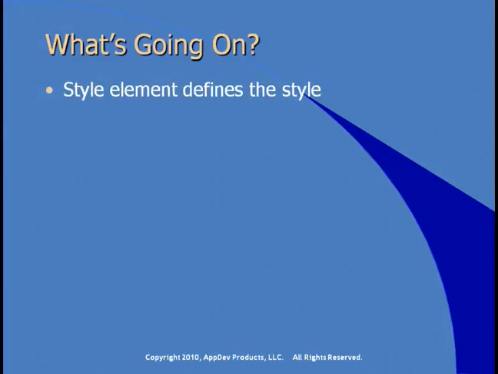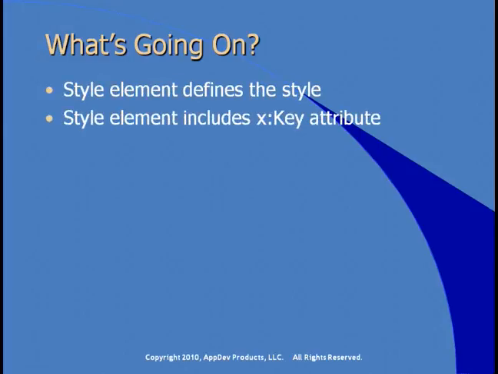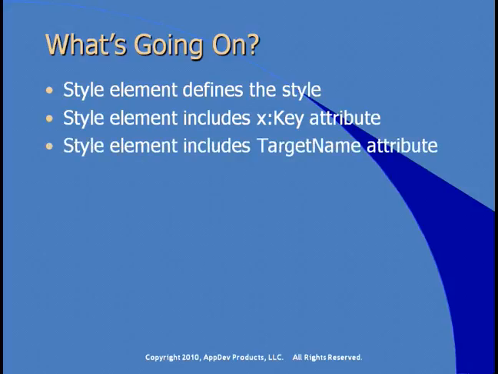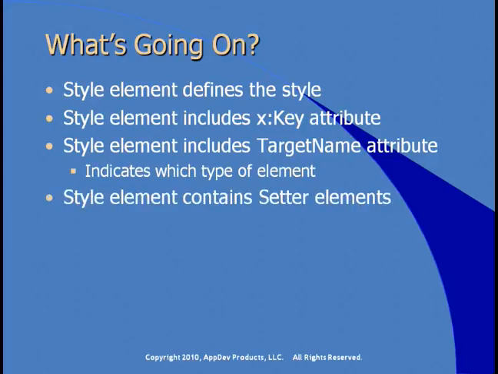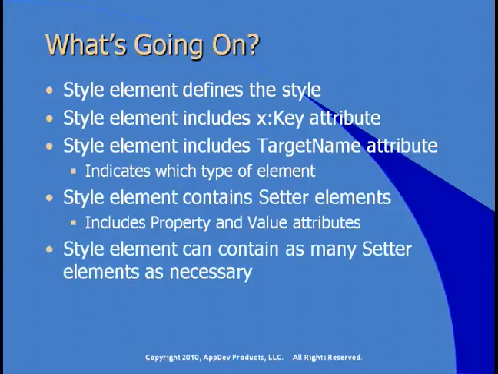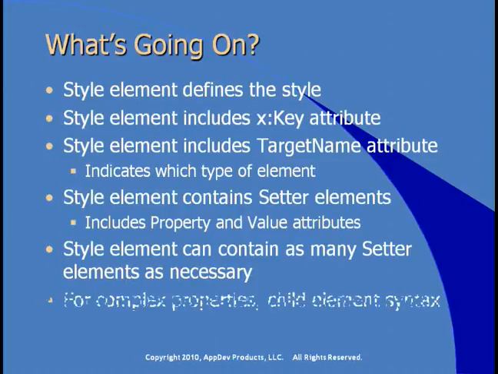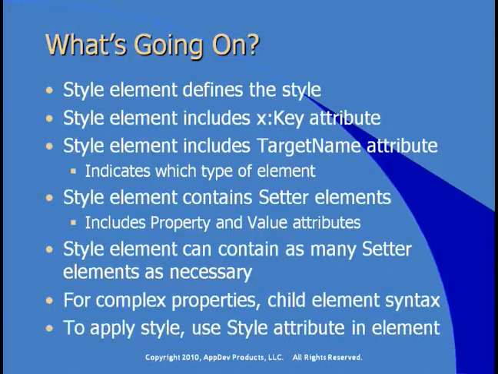The style element defines the style, and the style element included an x:key attribute which defined the key for that style. The style element includes a target type attribute which indicates which type of element this style is applied to. The style element contains setter elements, and each one of those includes property and value attributes. The style element can contain as many setter elements as necessary, and for complex properties, like that gradient, you need to use the child element syntax. To apply the style, you use the style attribute in the element to which you want to apply the style.